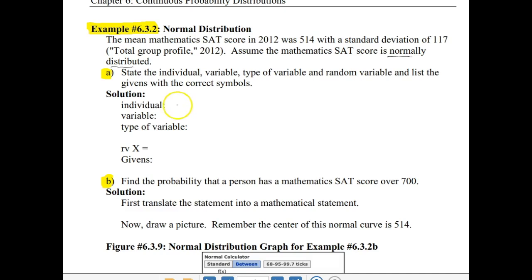So in this case, an individual is going to be a randomly selected person who took the SAT. And the variable that we were looking at for each of these individuals was their mathematics SAT score. And so that is usually based on the number of questions you got correct. So I'm just going to put that in here, based on number of correct answers.